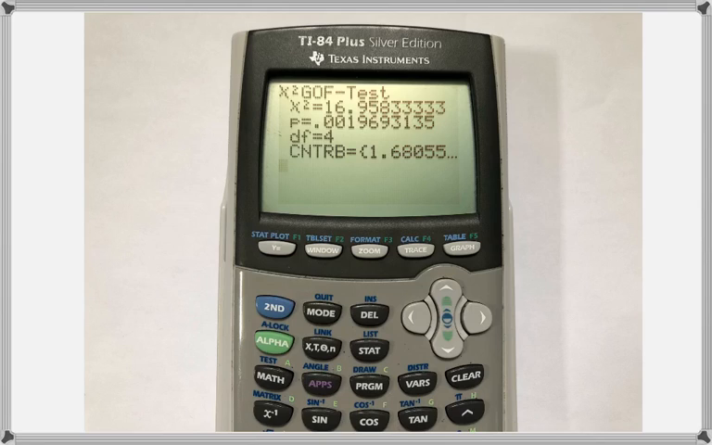And the p-value is 0.0020 if we round it to 4 places.